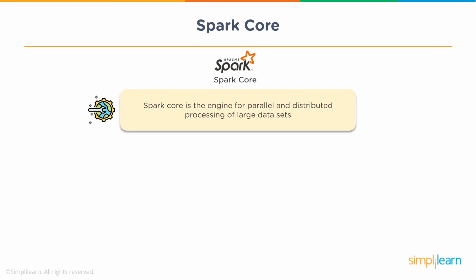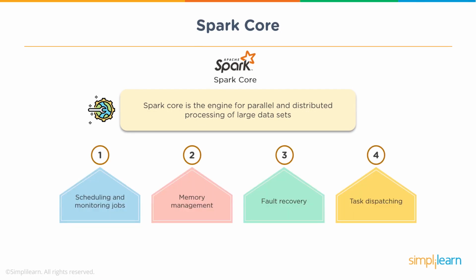Now let's talk about Spark Core. So Spark Core is the engine for parallel and distributed processing of your large data sets. So basically it takes care of these things: scheduling and monitoring jobs. So whenever you have an application which is written in Scala or Python or R, or in Java, or a combination of Java and Scala, you would have scheduling and monitoring of the jobs taken care of by Spark Core.